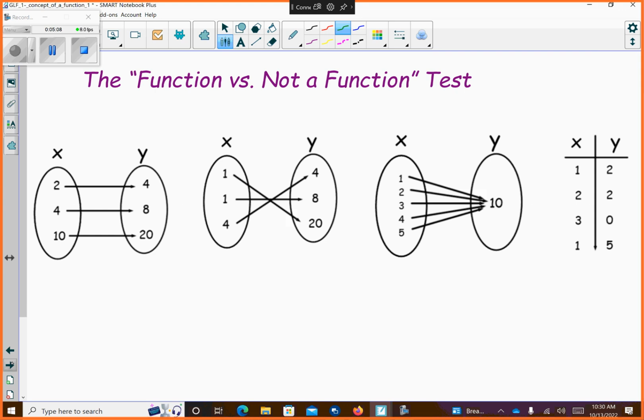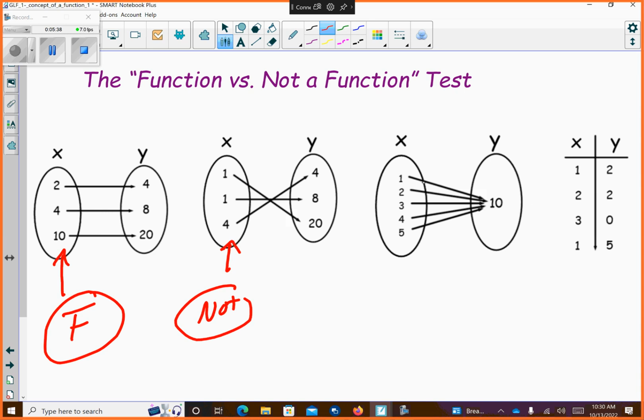And then for this next one, I have 1 comma 10, 2 comma 10, 3 comma 10, 4 comma 10, 5 comma 10. The y's are repeating all day long, but not the x. This is a function. And then take a look at this table. The 1 repeats, so that's not a function. Again, I'm not worried about y values repeating. That becomes a specific type of function, a one-to-one function, which we don't need to know. But x values repeating means not a function.